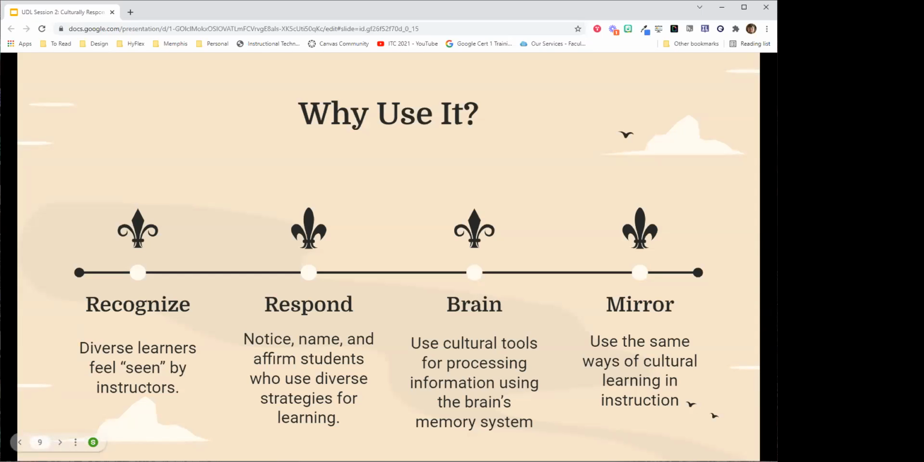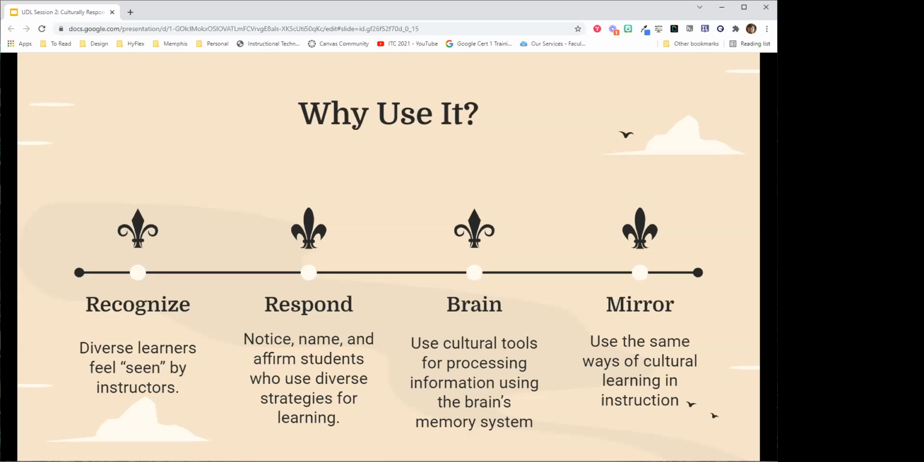So building that trust helps those students to feel seen. Responding to those students by noticing them and using their name also really helps affirm them, so that they understand that you are there to help them, by always using their name and pronouncing it correctly.